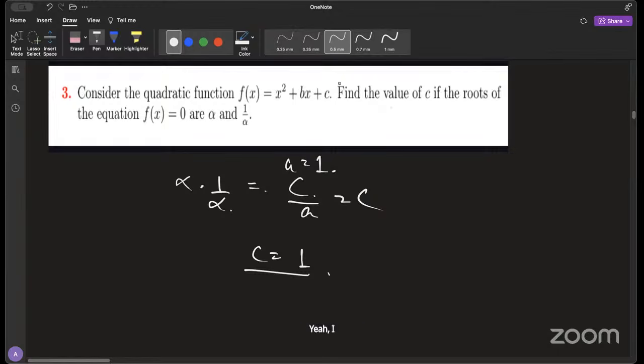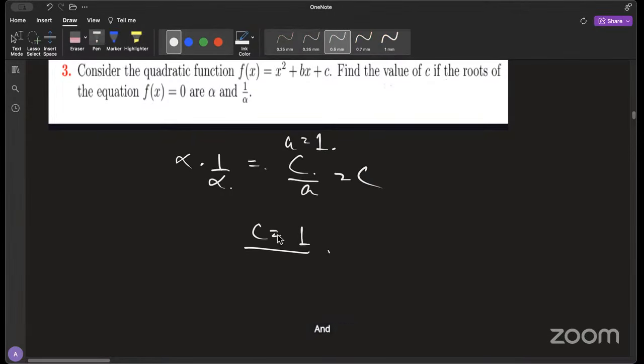Yeah, alpha has to be non-zero, this is not mentioned in the question. If you've been given 1 by alpha, then it's obvious that it has to be non-zero because 1 by 0 is no number. So they don't need to mention it. Yeah, the answer is 1.